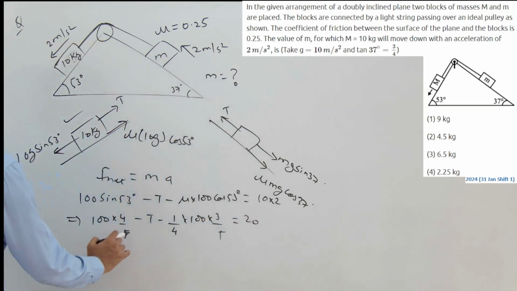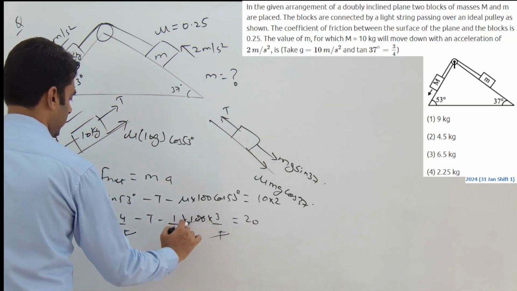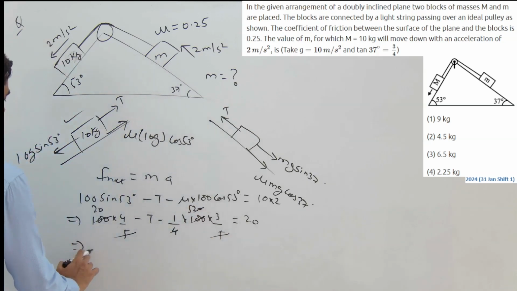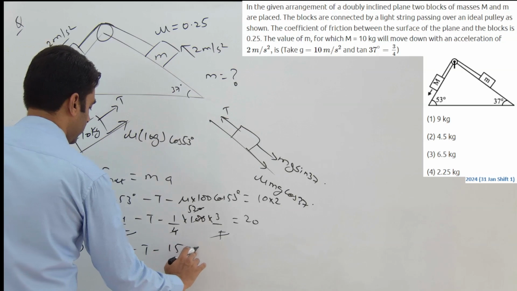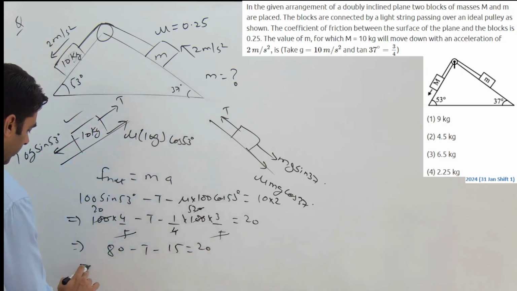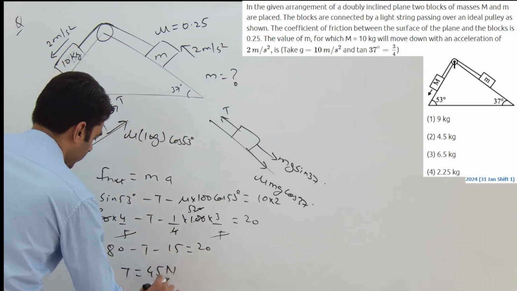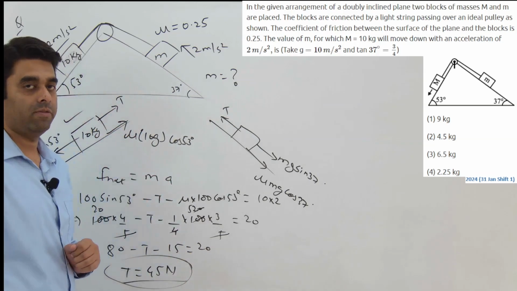If we solve it, this will be 20, 4/5 times 100. So we get over here 80 minus T minus 15 equals 20. 60 minus T equals 20, so T value comes out to be 45 Newton. The tension comes out 45 Newton. The tension in the string is 45 Newton.